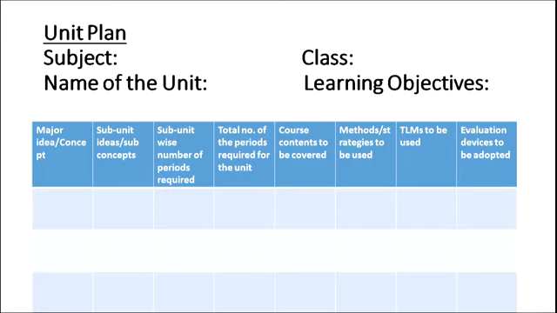We would take 2 periods for each kind of diseases. Now, in our total number of periods that are required for the unit, we shall have 8 periods altogether. Under the column of course contents to be covered, we would have the name of the disease, its symptoms, its causes, and the measures that have to be taken to treat the disease.